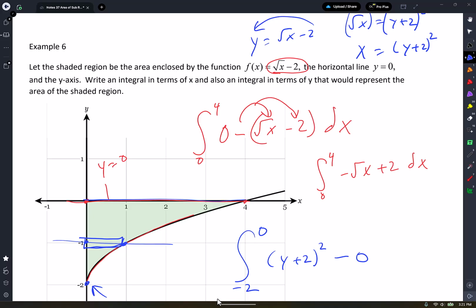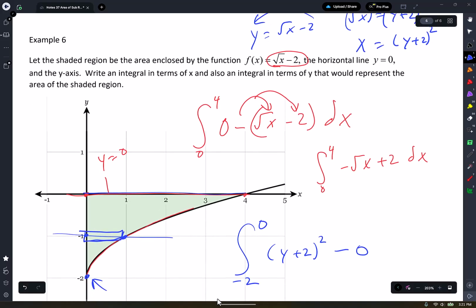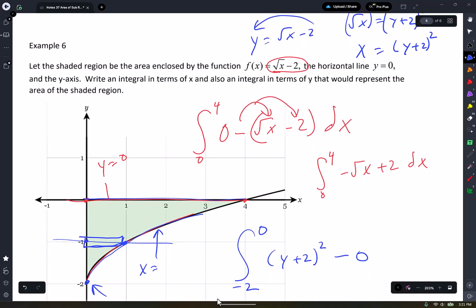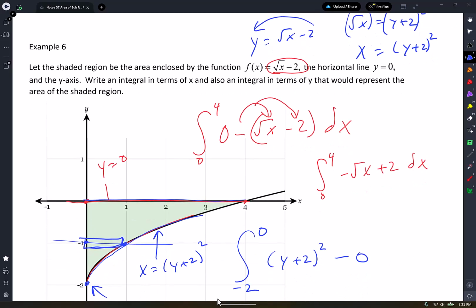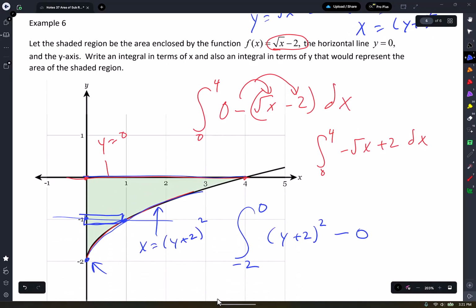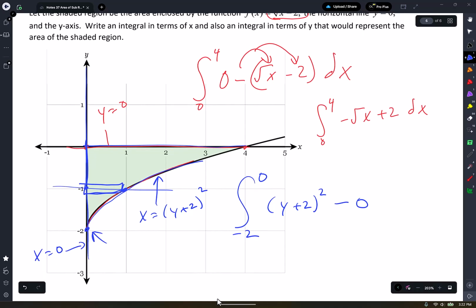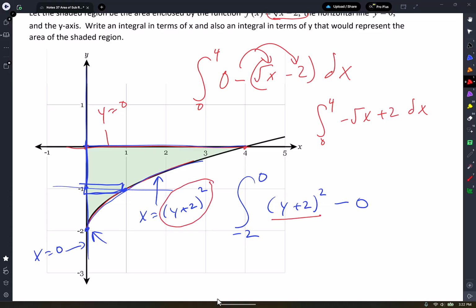Don't worry, I see you, Johnson. Remember, this curve right here is this curve right here. That's x equals y plus 2 squared. See, it's right there. This curve right here, the y-axis, that curve is x equals 0. I'm doing the expression y plus 2 squared minus that 0. And all that, remember, these rectangles, this is a delta y, dy.